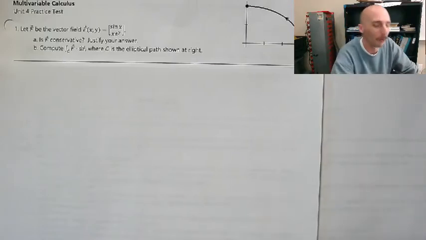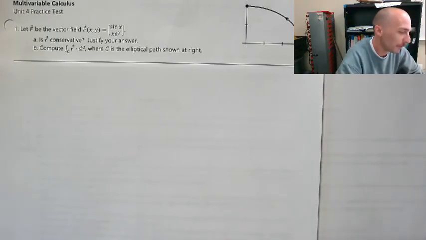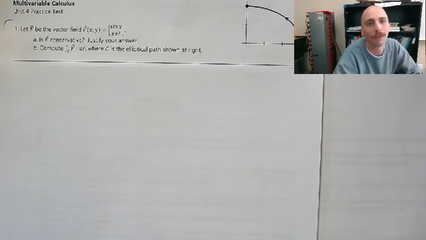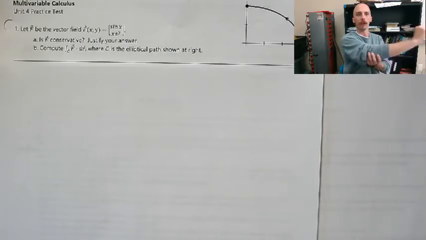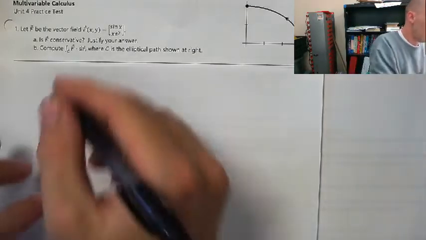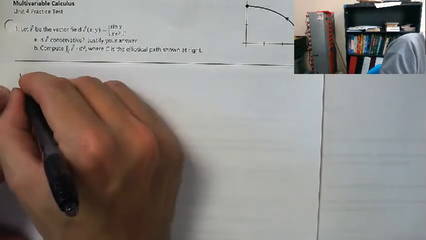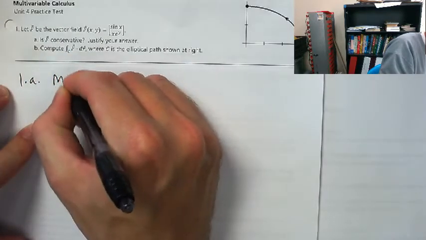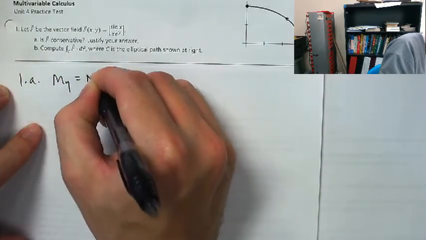All right, in this video, we're going to be working the Unit 4 practice test, which is a practice test on vector fields for multivariable calculus. And we're going to start off with, is it conservative? This is a vector field in the plane, so I know that for a two-dimensional vector field, I'm just checking, is My equal to Nx?